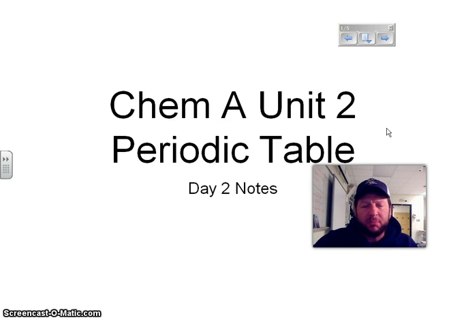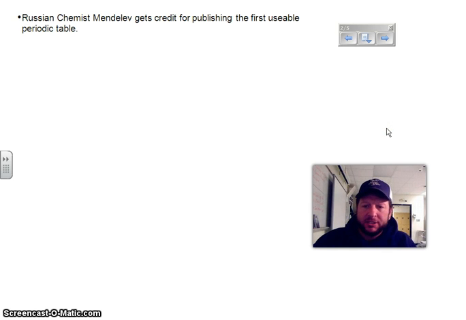We're first going to talk about a gentleman who gets credit for being the first one to come up with a usable periodic table. What he did is he organized that periodic table by atomic mass, by the mass of the atoms, and he came up with his own table, and we'll take a look at that here in a few minutes. So Mendeleev is the first guy to get credit for publishing the first usable periodic table.